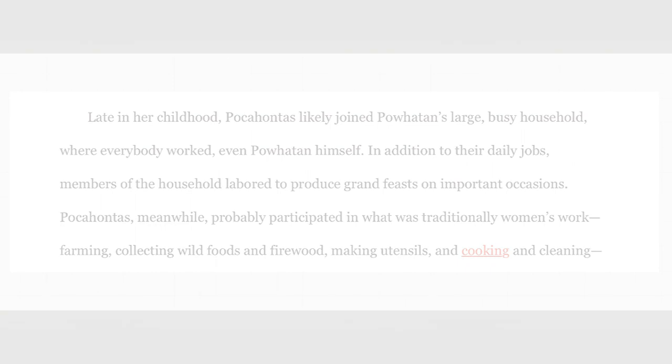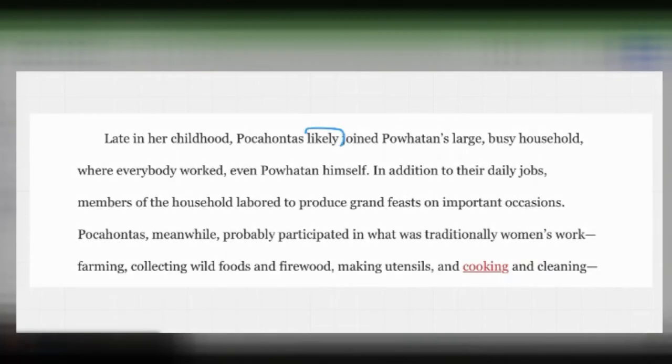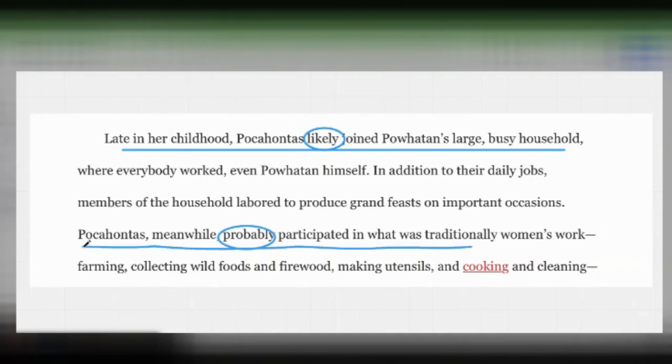First, she's going to use two key words, likely and probably. She says, late in her childhood, Pocahontas likely joined Powhatan's large, busy household where everybody worked. Then, later on, she says Pocahontas, meanwhile, probably participated in what was traditionally women's work. She does not know these two things for sure. This is her educated inference.